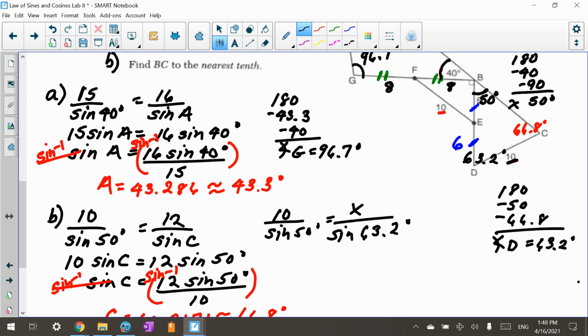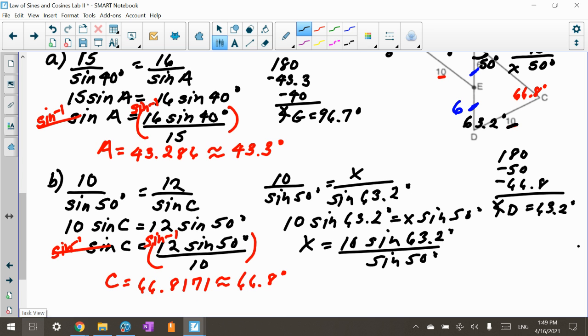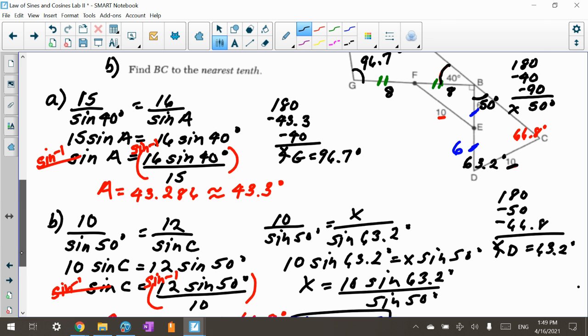And when I do that, I get 10 times the sine of 63.2 degrees equals x sine of 50 degrees. And then I'm going to divide again. So I get x equals 10 sine of 63.2 degrees divided by the sine of 50 degrees. Look at all this work. Don't we look smart? So now I know x is 11.7. And that's what they want us to find, or BC, if you will.